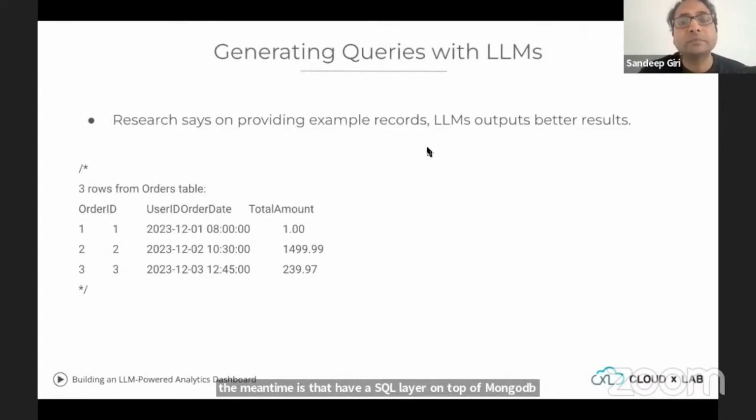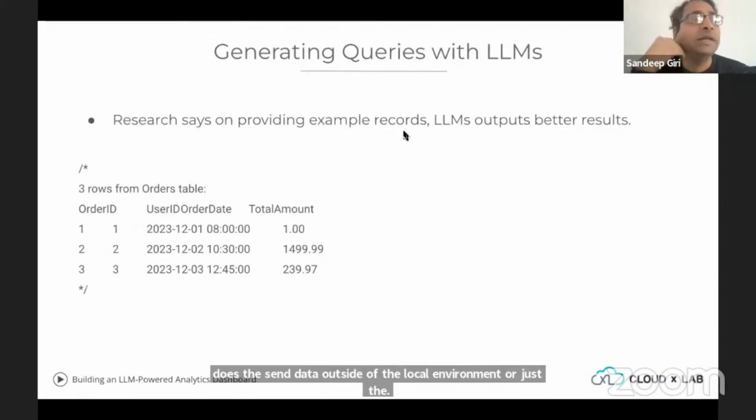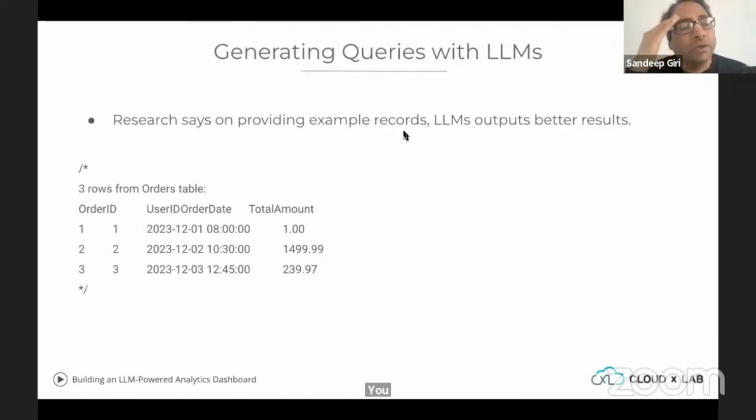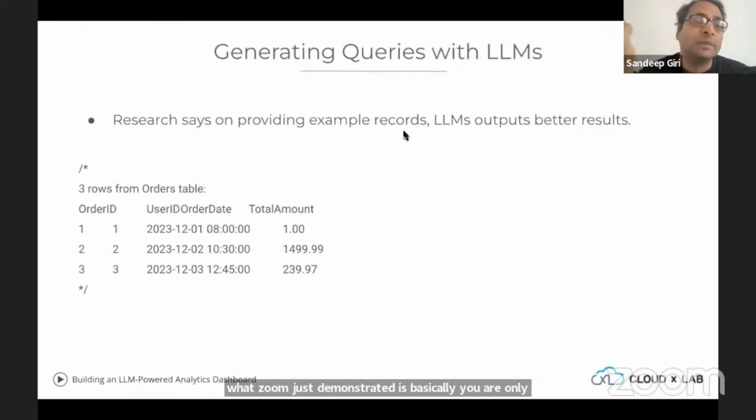A question from Piyush is, does this send data outside of the local environment, or just the metadata? You're just sending the metadata. You're not sending any other data. The only data you're sending, as Shubh just demonstrated, is a couple of rows of data. Those rows can be synthesized, or you can hand code them manually so that it is easier for the LLM to understand your structure. So only the metadata is what you're sending.